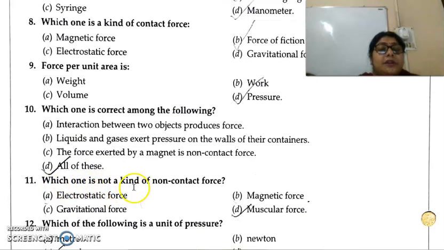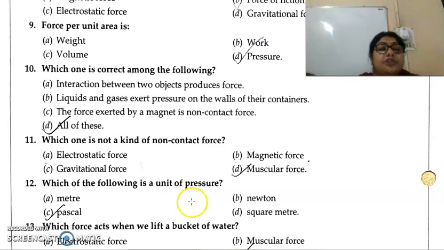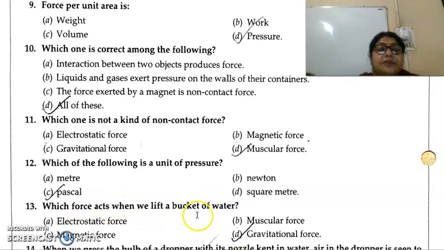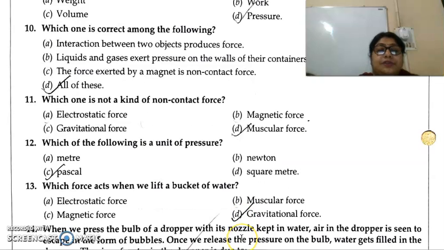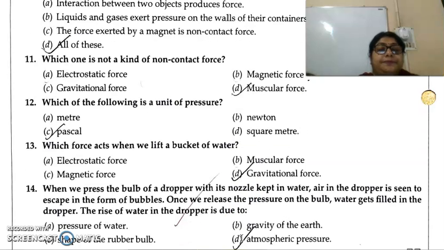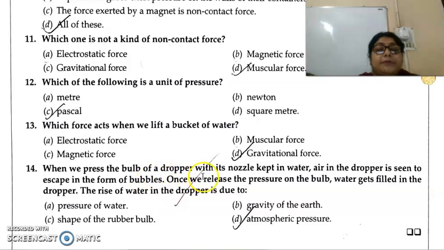Next one, which one is not a kind of contact force? You see the options given here. The answer will be muscular force. Then which of the following is a unit of pressure? Pascal. Which force acts when we lift a bucket of water? Gravitational force.